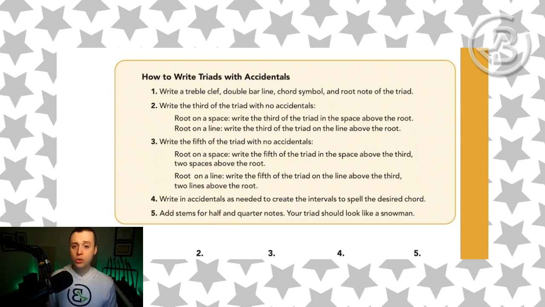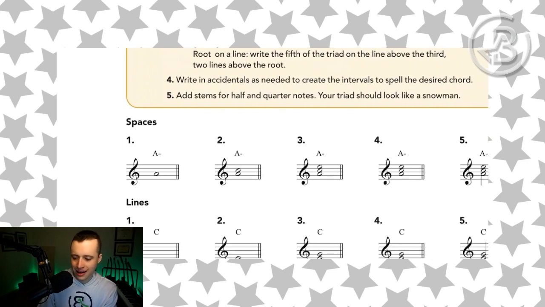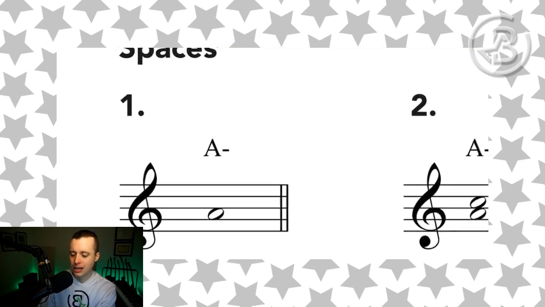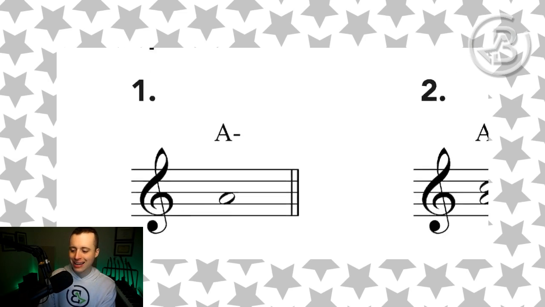In this lesson, you are going to understand and learn how to write triads on spaces. Another way of thinking about this is how to build a snowman on spaces. You're going to start off by writing a treble clef, a double bar line, and your starting note. I find it also very helpful to keep focused by writing the chord symbol above the staff. You can see from this chord symbol, we're going to write an A minor chord. So the root of the chord is going to be A, so the first note we're going to write on the staff is an A.